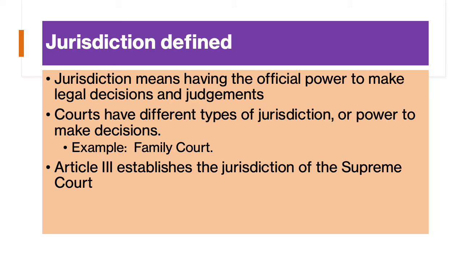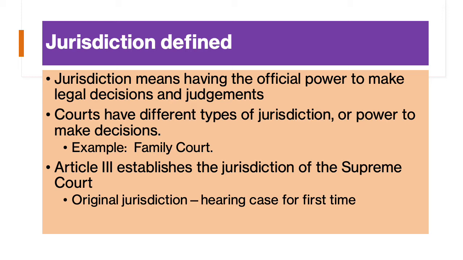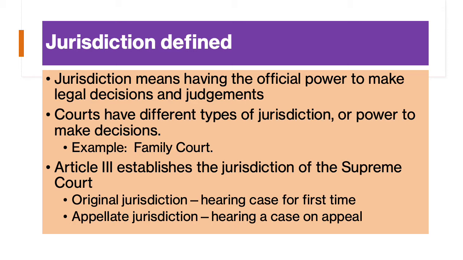Now, Article 3 of the United States Constitution tells us what the jurisdiction of the Supreme Court is. And it talks about two things. On the next slide, we'll take a look at the actual language in the Constitution. Article 3 establishes the original jurisdiction for the Supreme Court, that is, hearing a case for the first time, and the types of cases that the Supreme Court can hear for the first time. And Article 3 also establishes the appellate jurisdiction, the kinds of cases that the Supreme Court can hear on appeal. So let's take a look at the language that's in the Constitution.